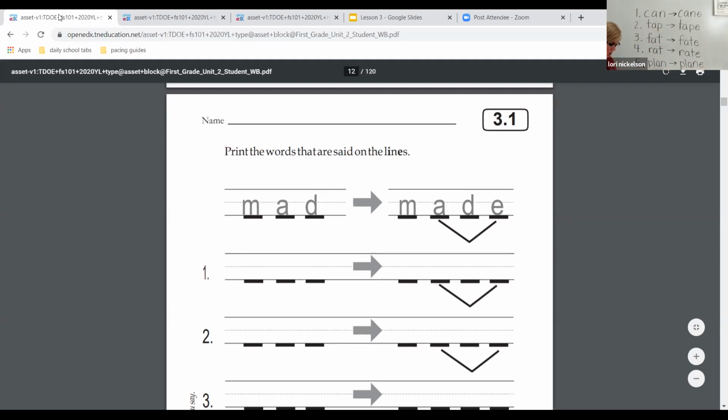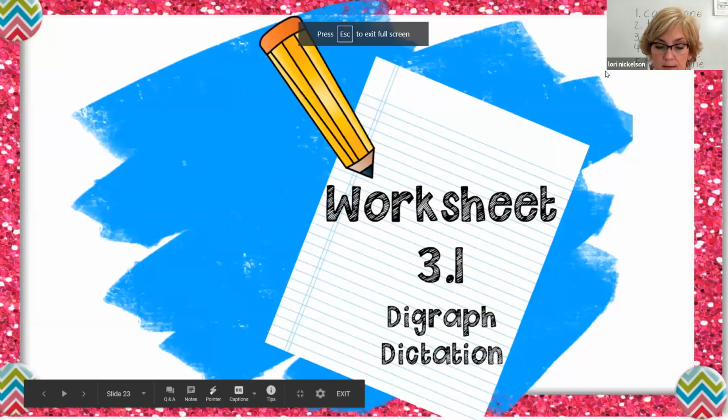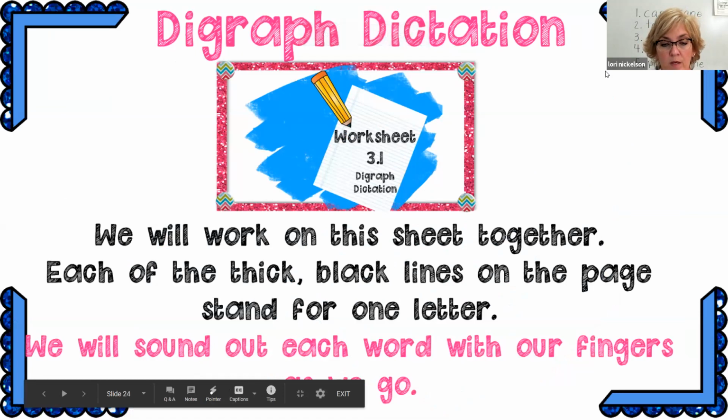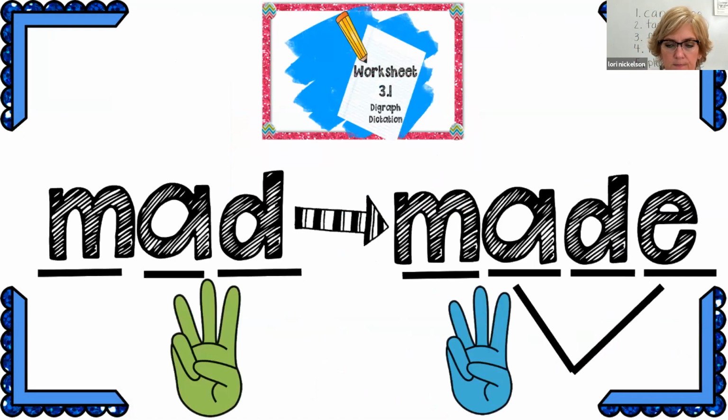Good. So you should have that on your paper. And just put a check mark on it and keep it. You do not have to turn that in to me, okay? So let's go back to our lesson here. All right, so we've done our worksheet. We worked on it together and we sounded out each word as we went through it. You guys did a great job at that. We made mad into made. Great.